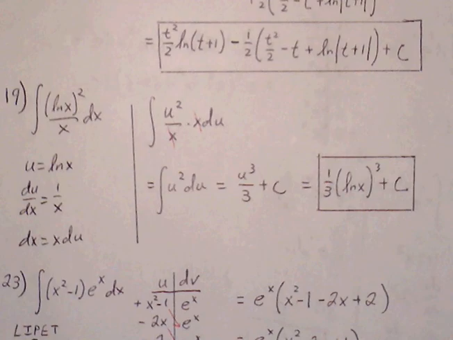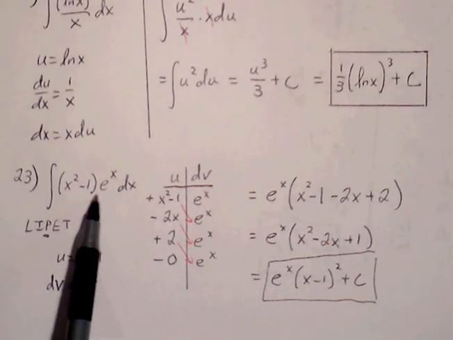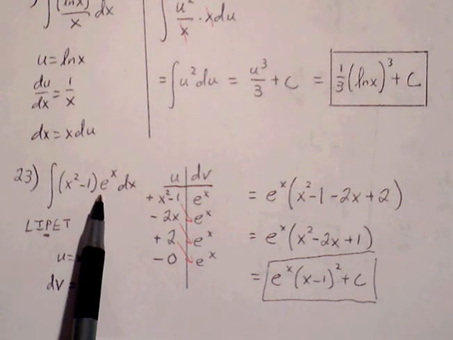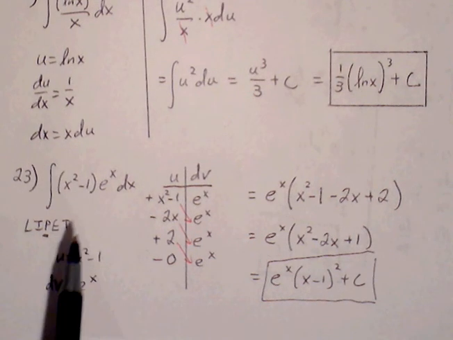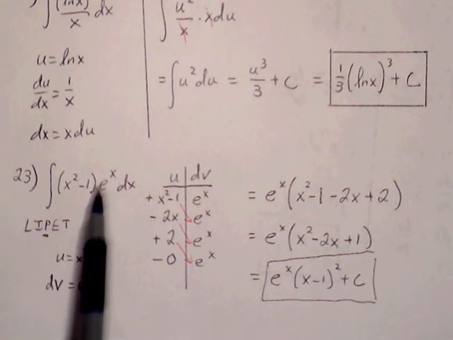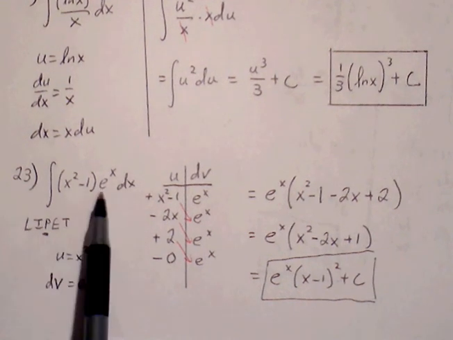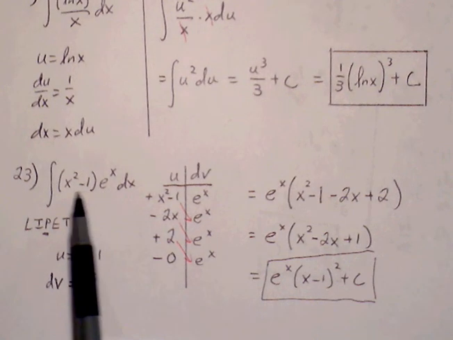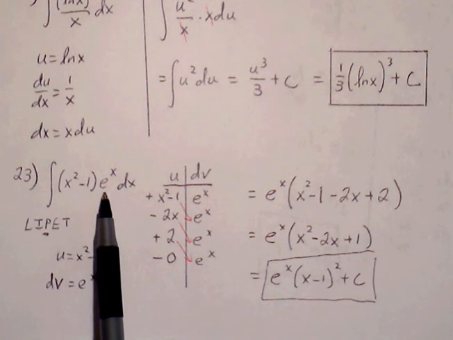Okay, one more here. 23, we have the integral of x squared minus 1 times e to the x. If we try to go through u substitution, we're going to see that if we let our u value be x squared minus 1, it won't cancel out the e to the x. If we let the u value be e to the x, it won't cancel out the x squared minus 1. So now we're going to look to integration by parts. x squared minus 1, we can treat like the algebraic portion, and e to the x we can treat as the trig portion.